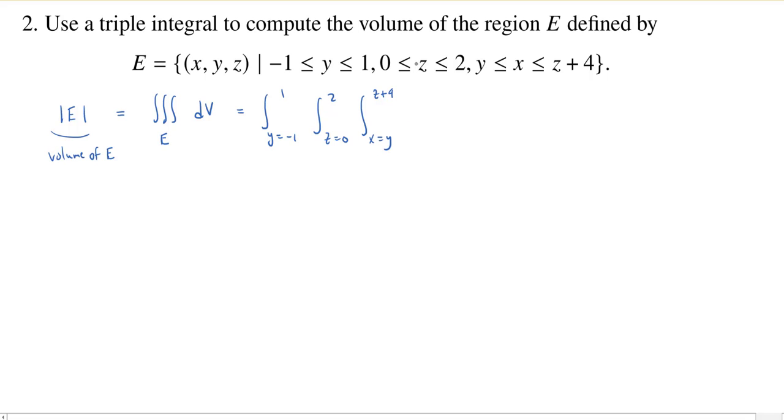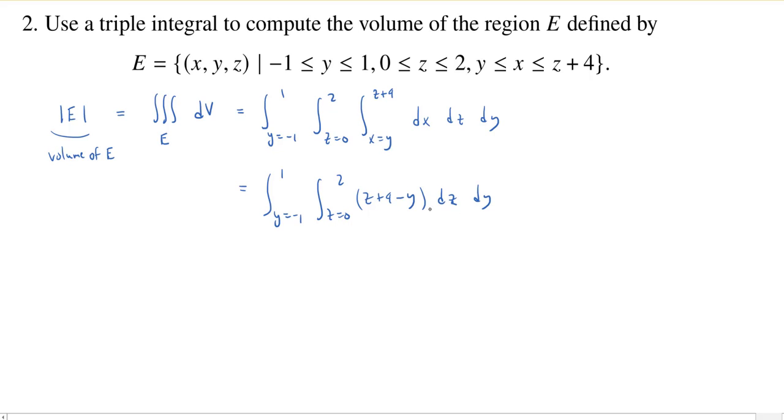All right, the integrand is just 1, so I can immediately start writing down my differentials. So I have dx, and then dz, and then dy. All right, so this should be a fairly straightforward calculation. On the inside, I'm integrating 1, so I just get the length of the interval, which will be z plus 4 minus y. So y goes from -1 to 1, z goes from 0 to 2, and then I have z plus 4 minus y, dz, dy.